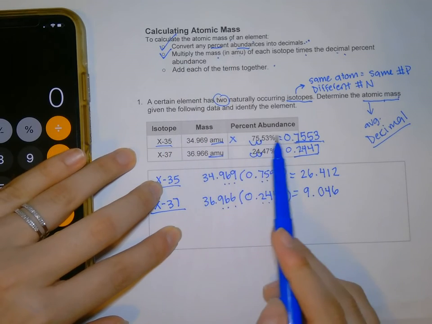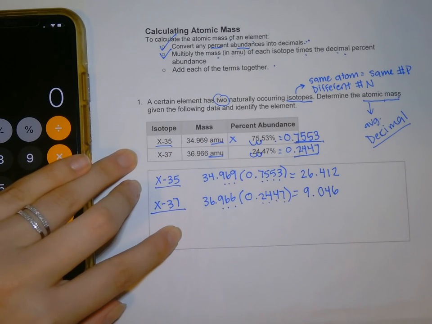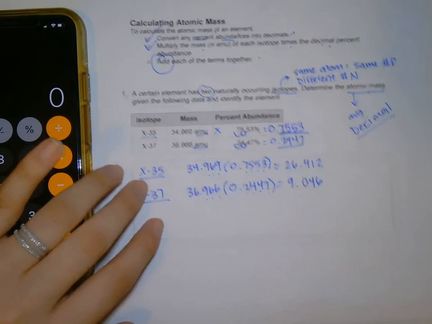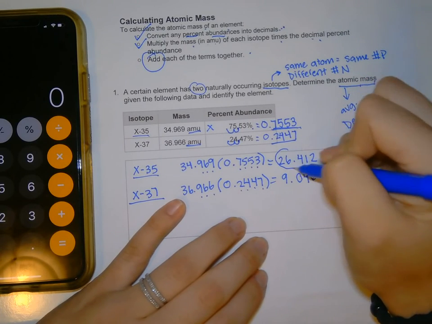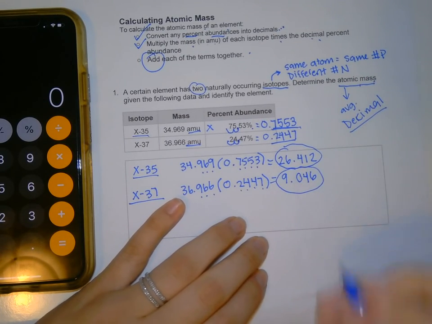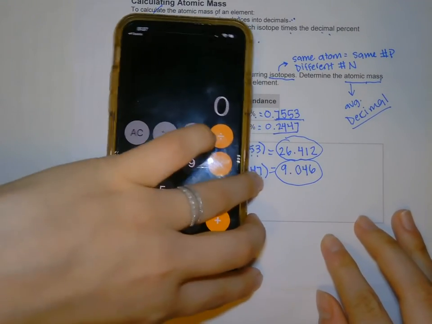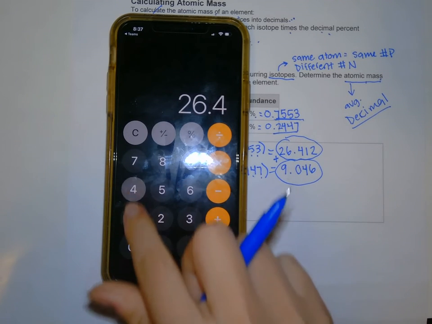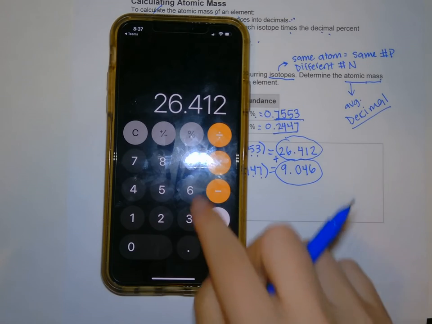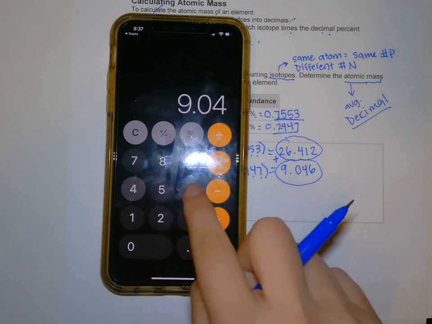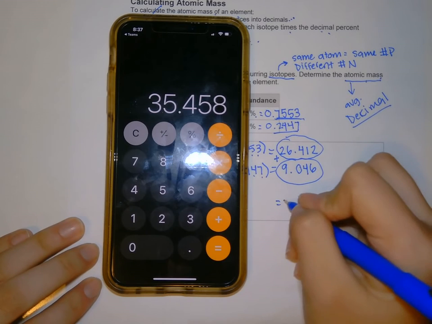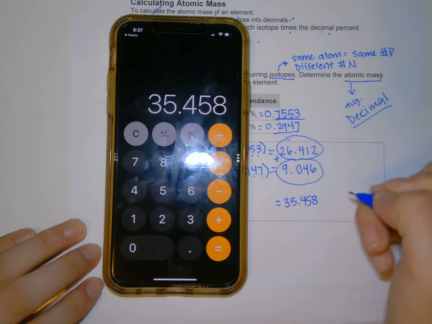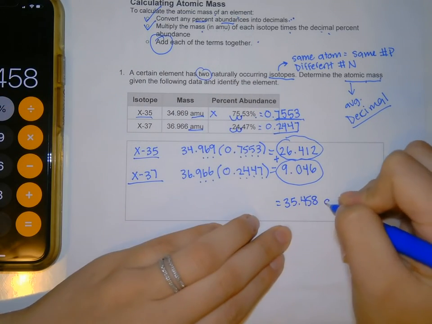I've multiplied the mass by the decimal percent abundance for each of my isotopes. Last step, I'm almost done. I need to add each of the terms together. So I need to add this number and this number together. So back to my calculator. I'm going to put a little plus sign right here. 26.412 plus 9.046, and that is equal to 35.458. And I'm going to not leave any naked numbers.